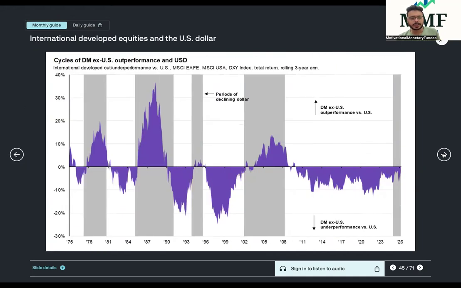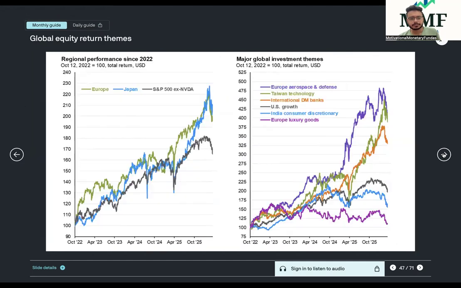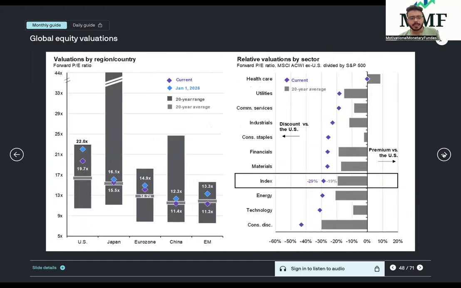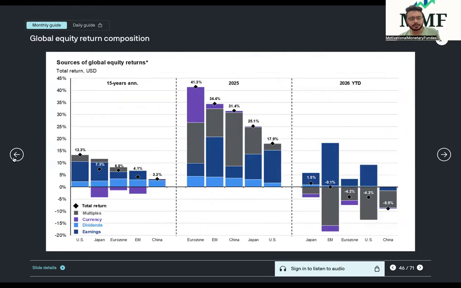These are the returns that you can check. This is the region-wise valuations at which the companies are trading. This is something which I want you to understand.